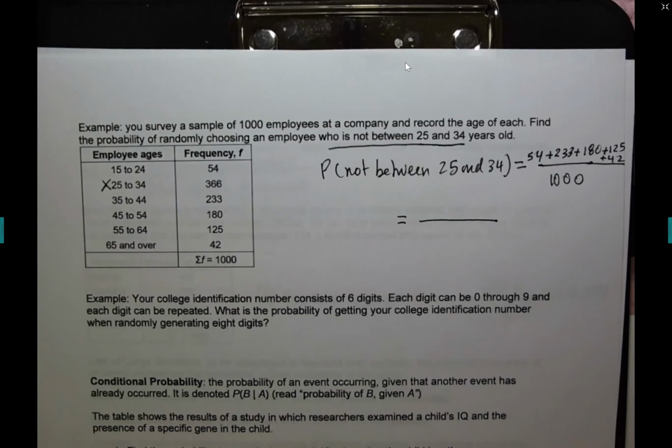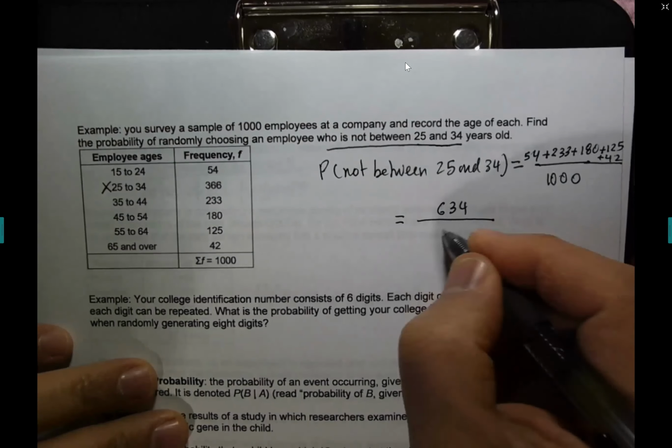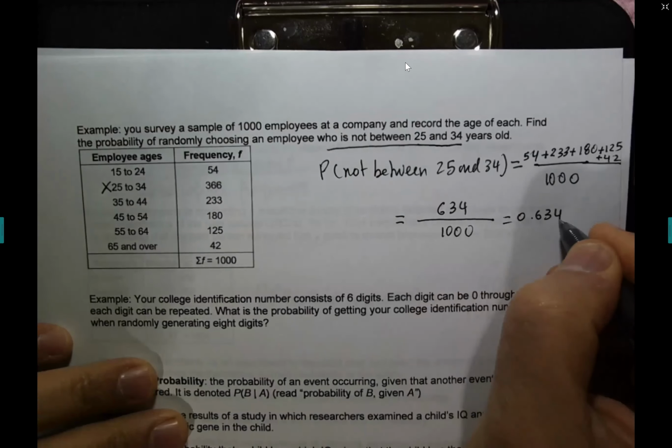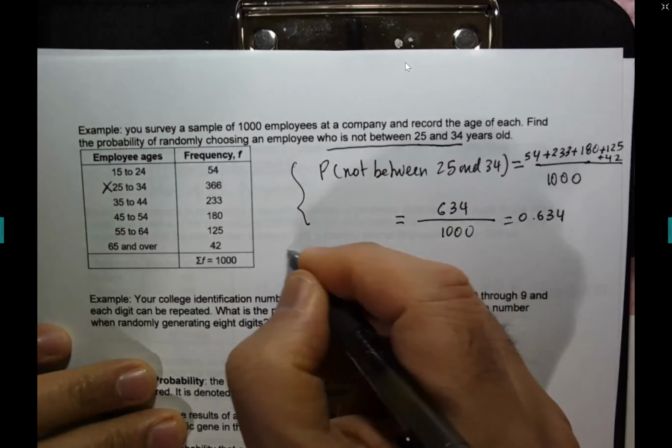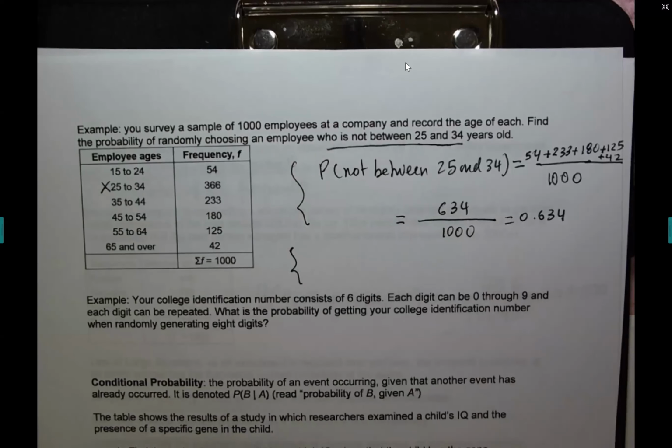Okay, so we got 54 plus 233 plus 180 plus 125 plus 42. I got 634 divided by 1,000, which is 0.634. That's one way. There's another way to do it, guys, probably faster. Who can tell me how?